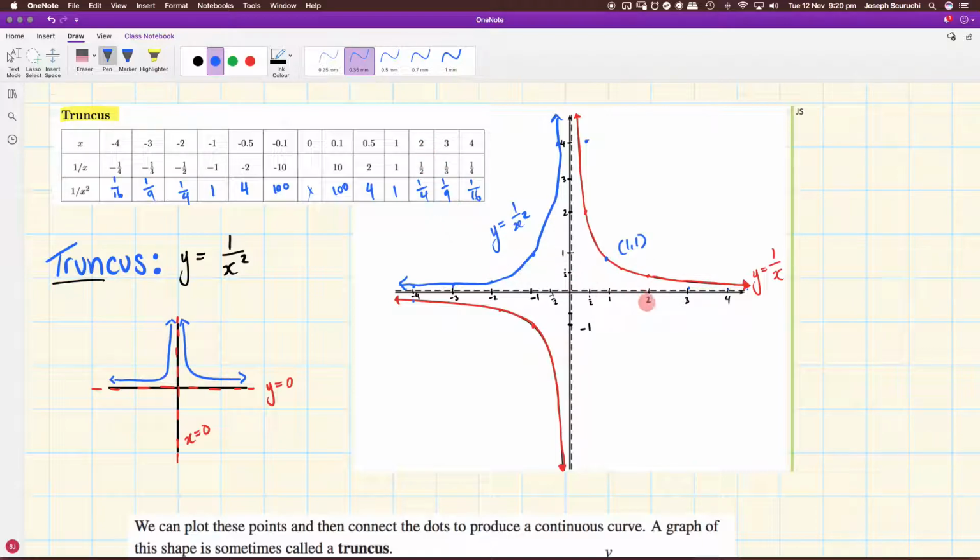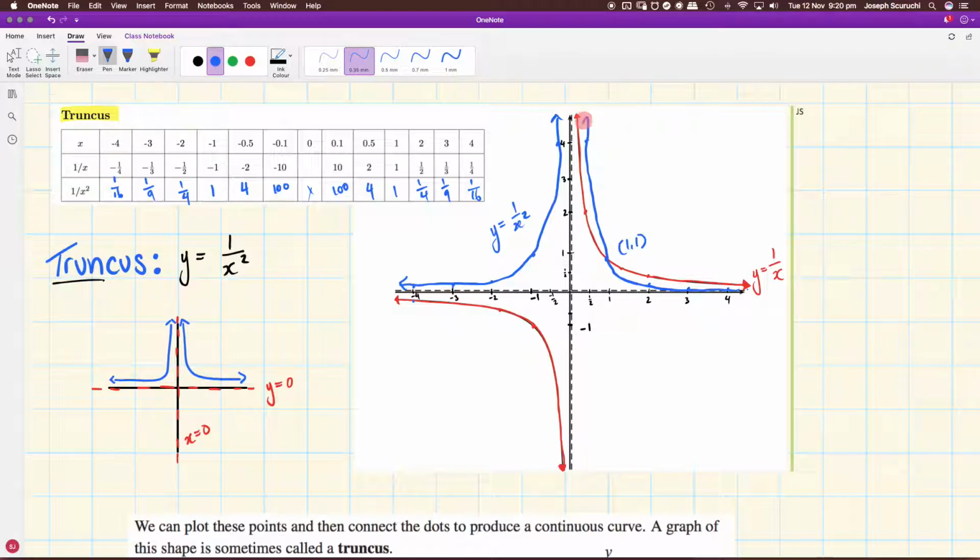2 is going to give me a quarter, so it's below y equals 1 over x. 3 is going to give me 1 over 9, and 4 is going to give me 1 over 16. It's all going to be below it there. Now this is going to be hard to draw. I'm going to have that intersect.